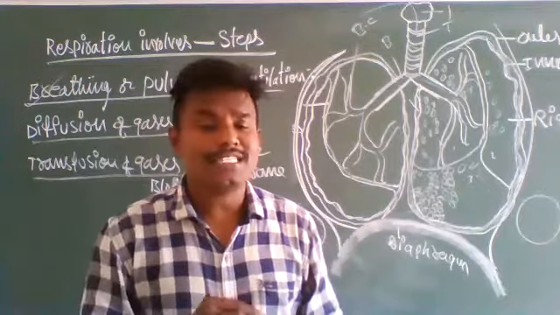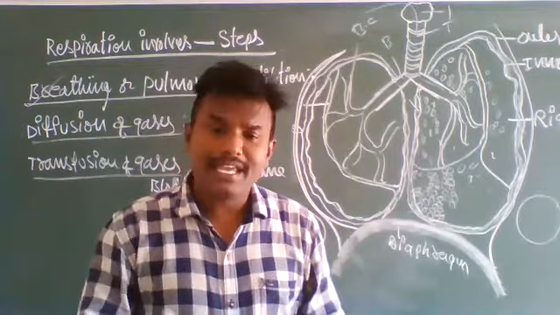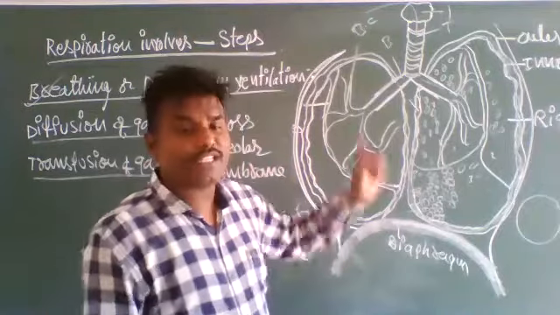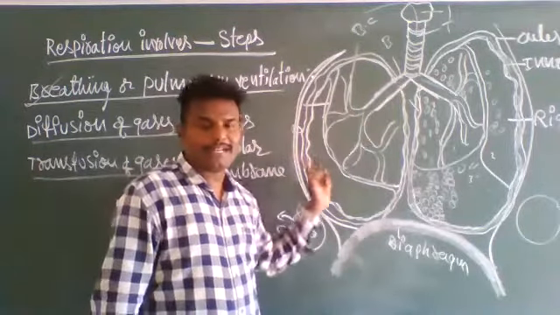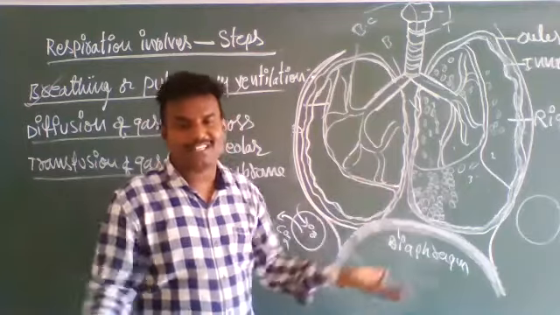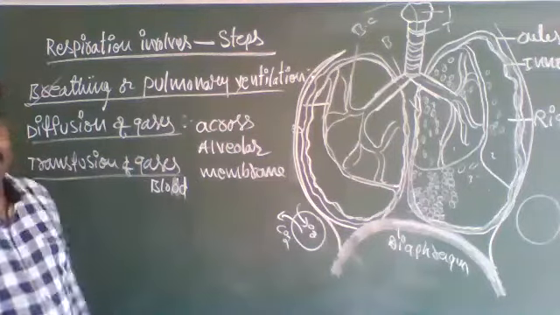Throughout the body, cells utilize oxygen and release carbon dioxide. The carbon dioxide enters the blood again, and that blood enters into the heart. From the heart, the blood again enters into the lungs for purification. That is called transport of gases by blood.